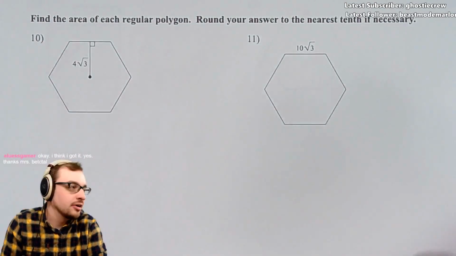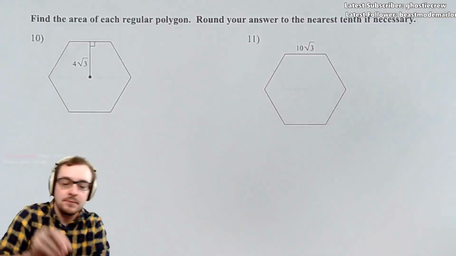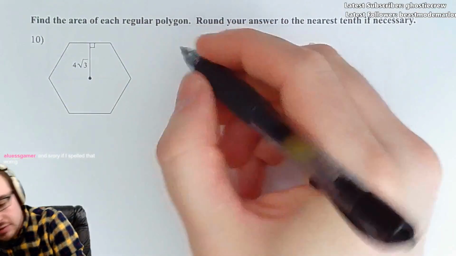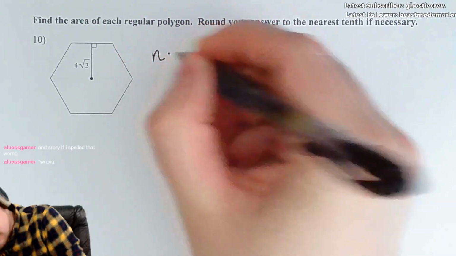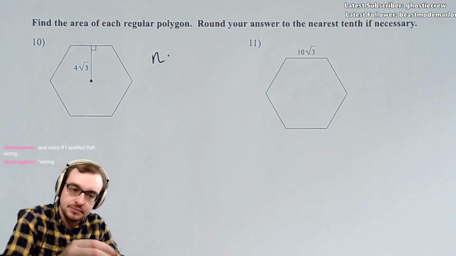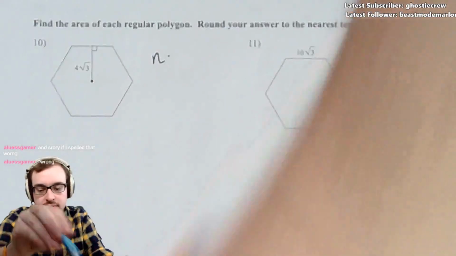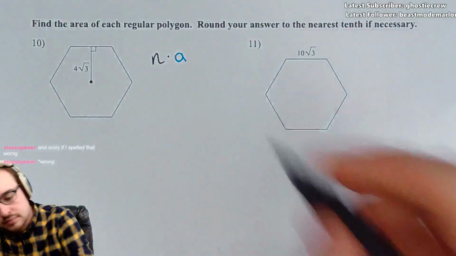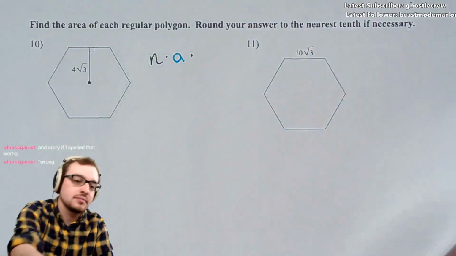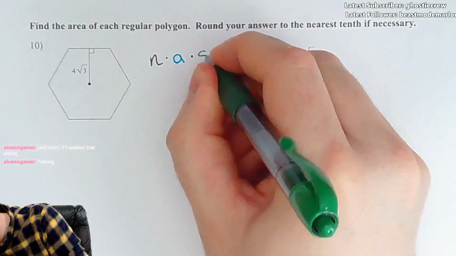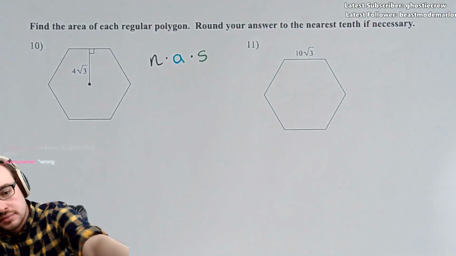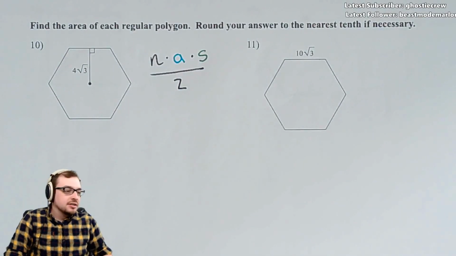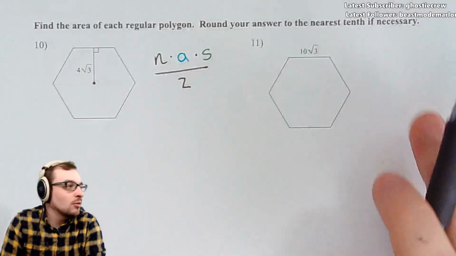So, finding the area of each regular polygon. We know the formula is going to be the number of sides times the apothem times the side length over 2.